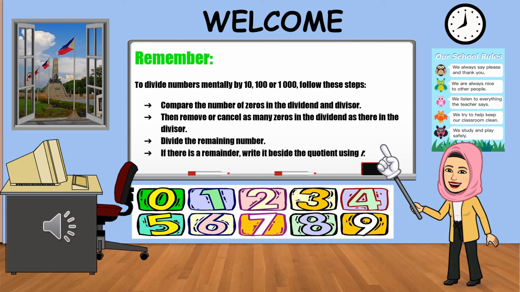Remember to divide numbers mentally by 10, 100, or 1000. Follow this step. First, compare the number of zeros in the dividend and the divisor. Then, remove or cancel as many zeros in the dividend as there in the divisor. Divide the remaining number. Then last, if there is a remainder, write it beside the quotient using R.